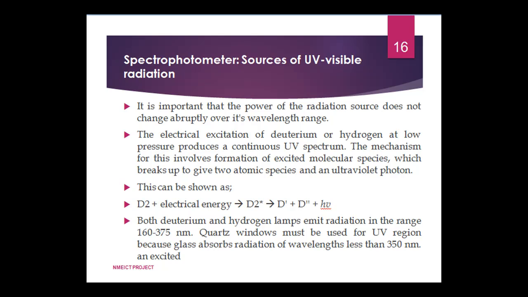Quartz window should be used for UV region because glass absorbs radiation of wavelength less than 350 nanometer, that is UV light. Tungsten filament lamp is commonly used as a source of visible light and in the range of 350 to 2500 nanometer. Tungsten and halogen lamp contain a small amount of iodine in a quartz envelope, which also contains the tungsten filament.